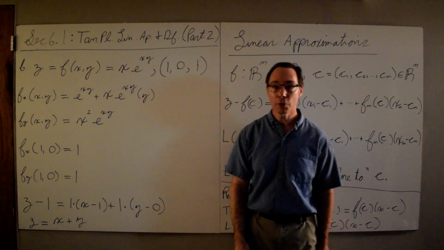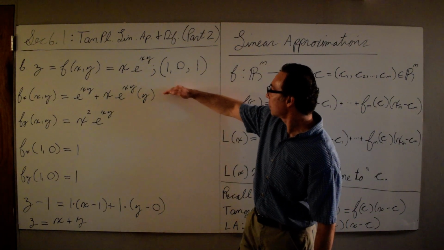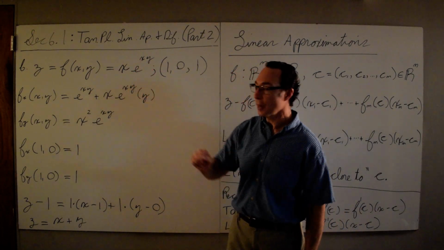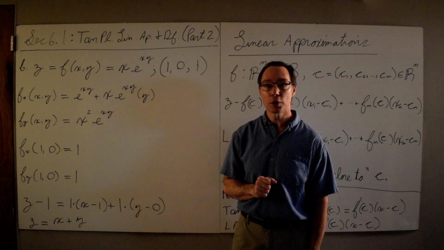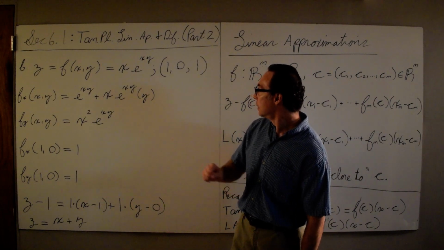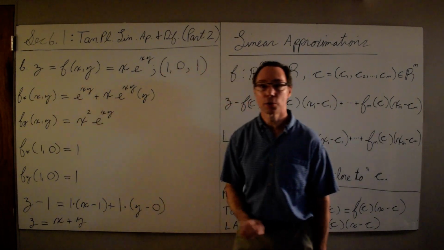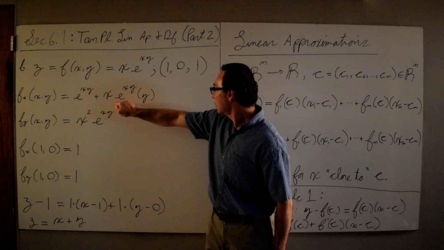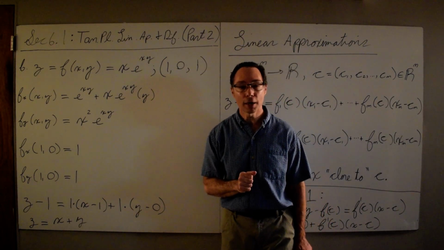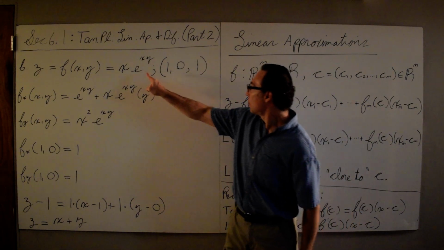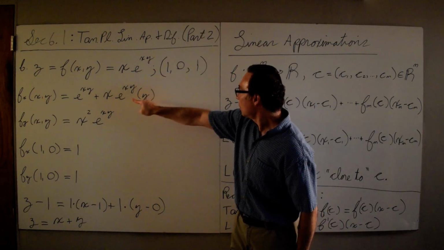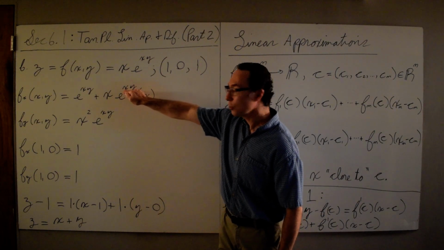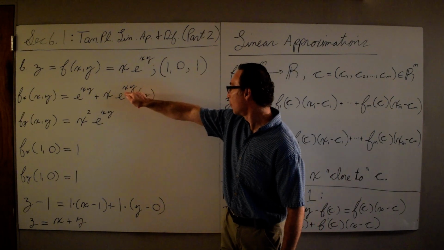So we start by calculating the partial derivative with respect to x, which requires the product rule. If we look at this as x times e to the xy, the partial derivative with respect to x of x is 1. And so we have 1 times e to the xy. And then we have x times the partial derivative of e to the xy with respect to x. So this is an exponential function, so we just have e to the xy times the partial derivative with respect to x of the exponent, which is y.